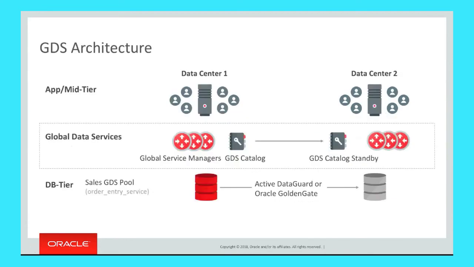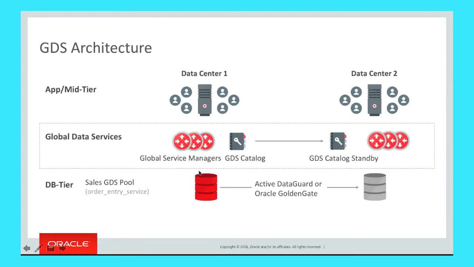In terms of the architecture, this is the architecture that illustrates the components as well as the mechanism of how GDS does these capabilities. Let's talk about this. So there are three layers in this. At the top, you have the application tier. At the bottom, you have the database tier. And these databases could be using GoldenGate or DataGuard, as I said. And then in the middle, you have this GDS layer.